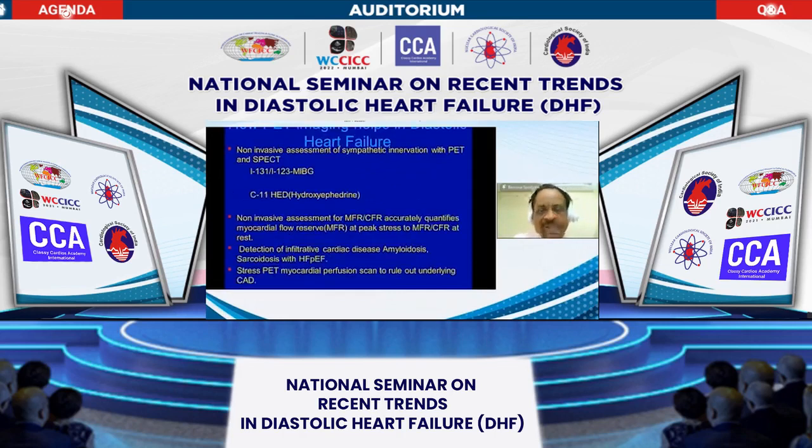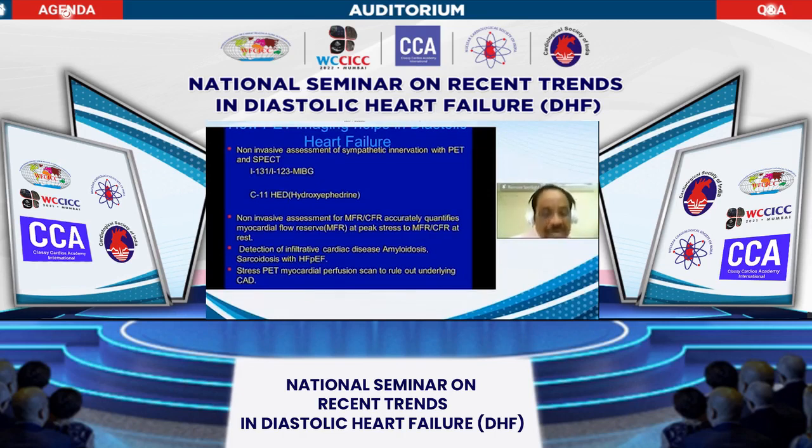So how does PET imaging help in diastolic heart failure? There are about 4 ways, majorly. First, non-invasive assessment of sympathetic innervation with PET and SPECT. SPECT has already been covered by my colleague Dr. Prabhu with iodine 131 or iodine 123 MIBG. And the PET radioisotope is C11 hydroxyephedrine, C11 tagged with HED in short form.